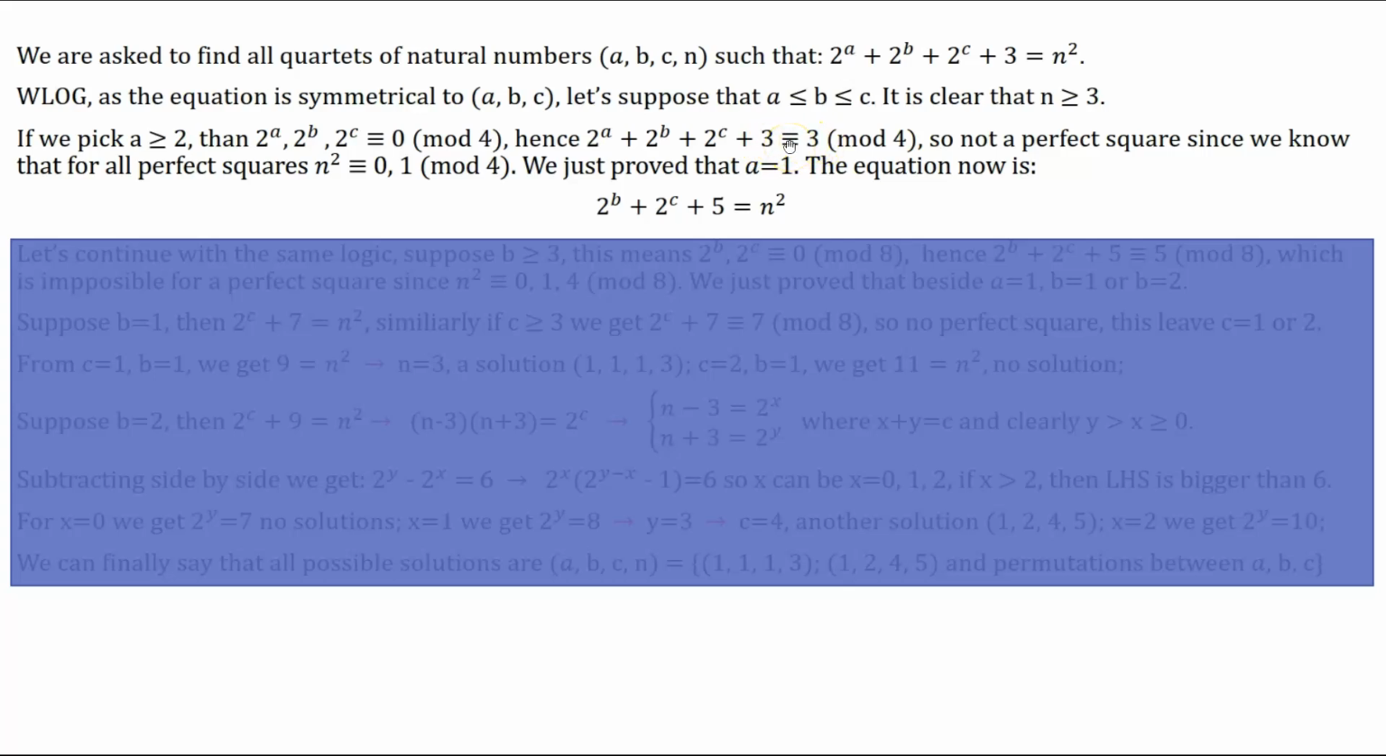But we know from very basic mathematical facts, and from previous problems we have seen in this channel, that a perfect square cannot have a remainder of 3 when divided by 4. All possible remainders of a perfect square when divided by 4 are 0 and 1. So we just proved that a cannot be greater or equal to 2. The only possible value that a can take is a equal to 1. So we just constrained one of the variables of this equation, and we will now get that 2 to the b plus 2 to the c plus 3 plus 2, because a is equal to 1, so plus 5, is equal to n squared.